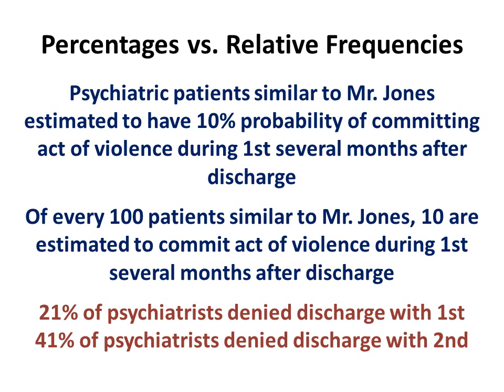Now, of those psychiatrists who were presented with the first description, 21% of them denied discharge to the psychiatric patients in question. But when a different set of psychiatrists were presented with the second way of describing the very same information, 41% of them denied discharge. The explanation is supposed to be something to do with vividness. How vividly or how easy is it to imagine 10 people committing an act of violence versus 10% of a certain kind of people committing an act of violence?